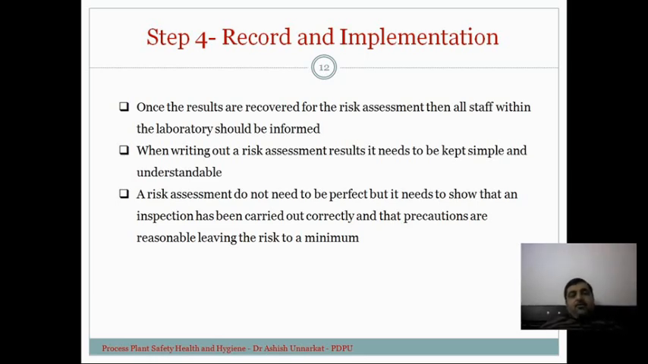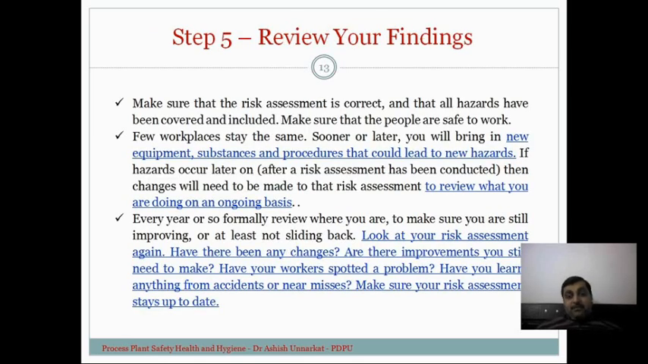The risk assessment does not always have to be perfect, but it needs to show that an inspection has been carried out correctly and you are taking precautionary measures to bring down the risk to the minimum. Moving on to the last step, review your findings.